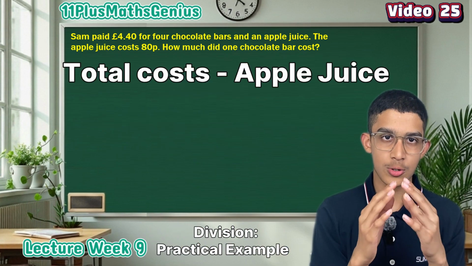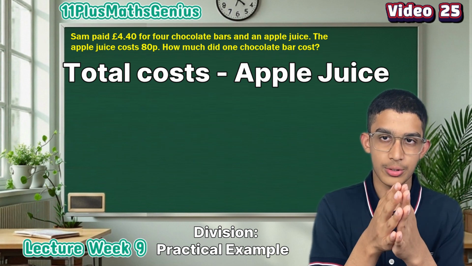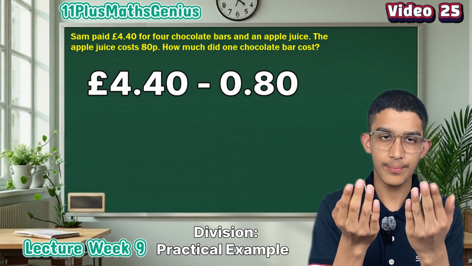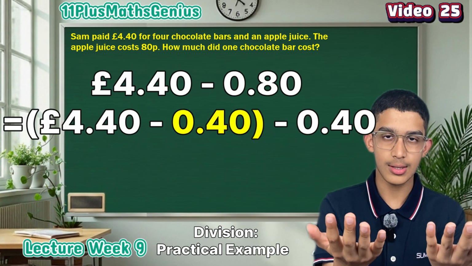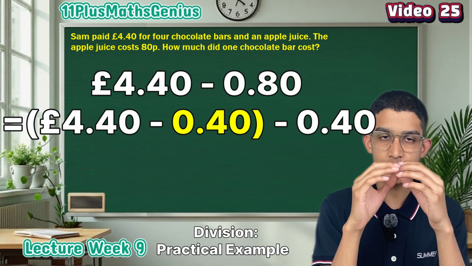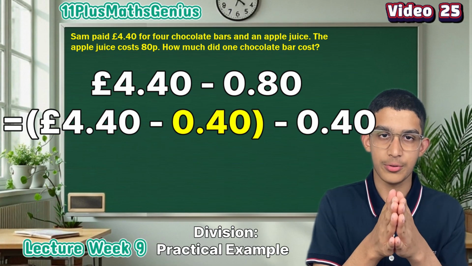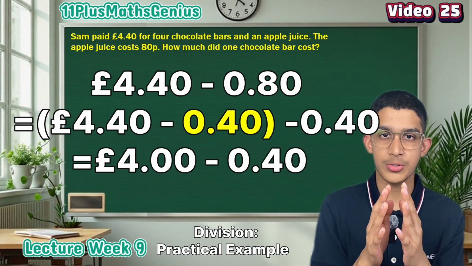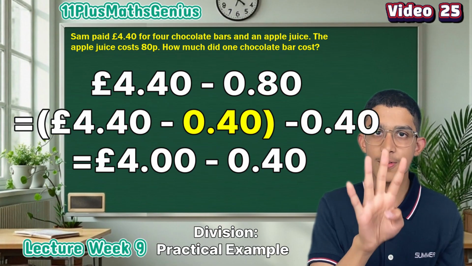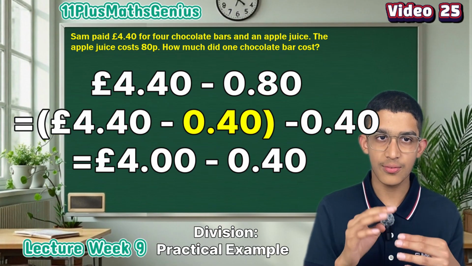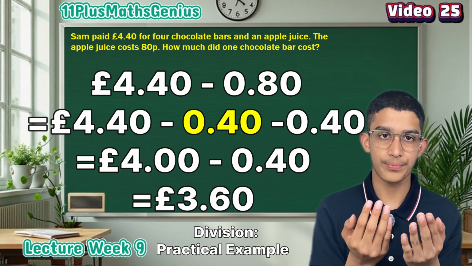First, we subtract the cost of apple juice from the total costs. Since the total cost is £4.40, we subtract in two stages, 40p and 40p. That will make the subtraction easy. First, we take out 40p from £4.40, so brackets open, £4.40 minus 40p, brackets closed, and we get £4. Then we subtract £4 minus 40p, equals £3.60.